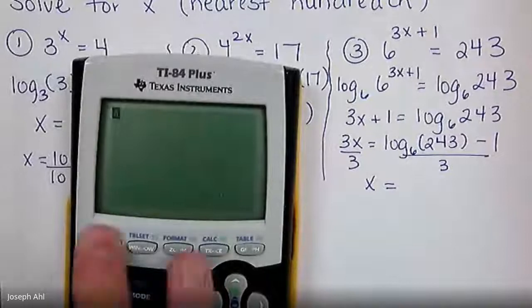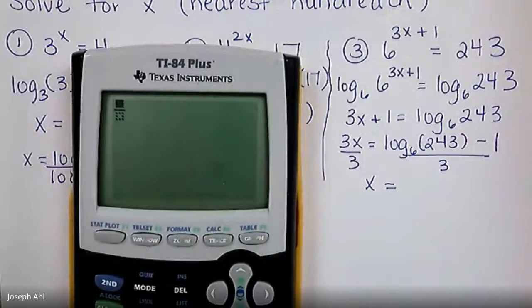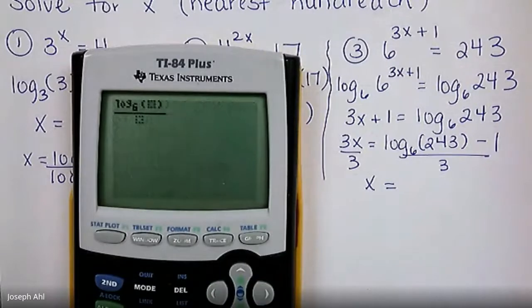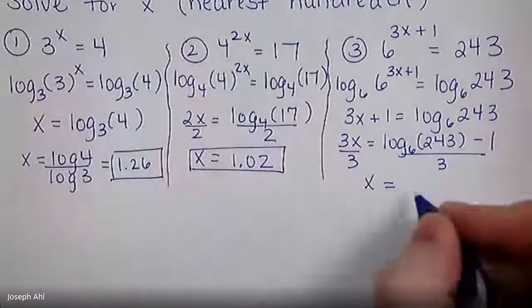It's a lot to say. I'm going to do a fancy fraction for this one. So on the top put log base 6 of 243. Subtract 1. Divide by 3. And the final answer to the hundredths place is 0.69.